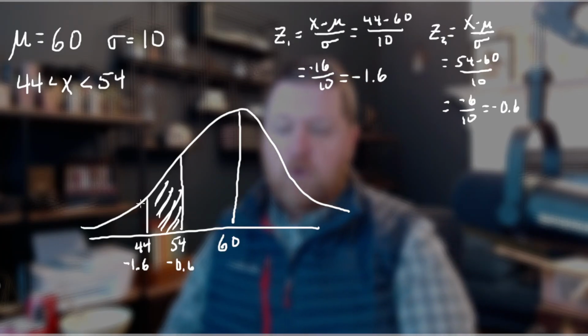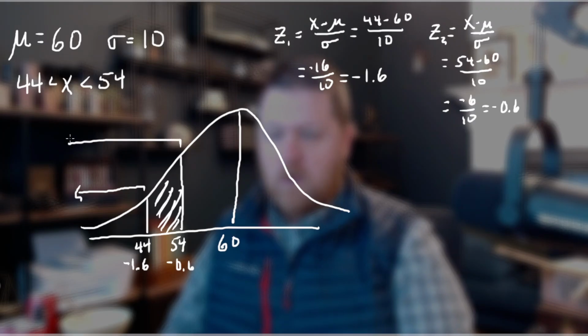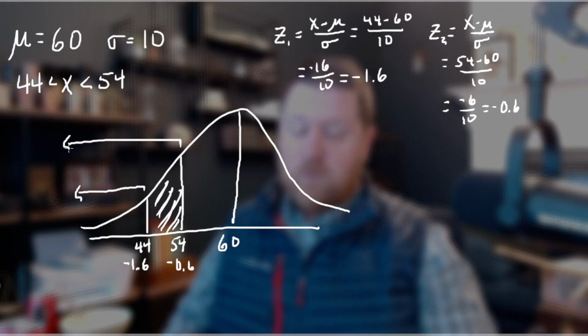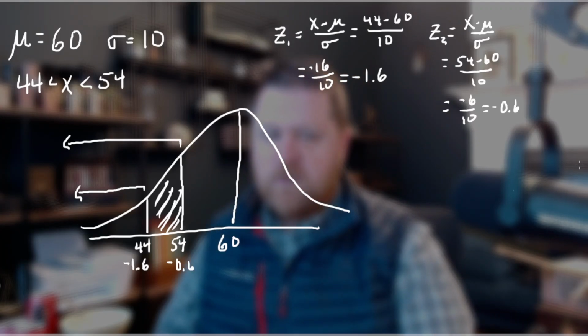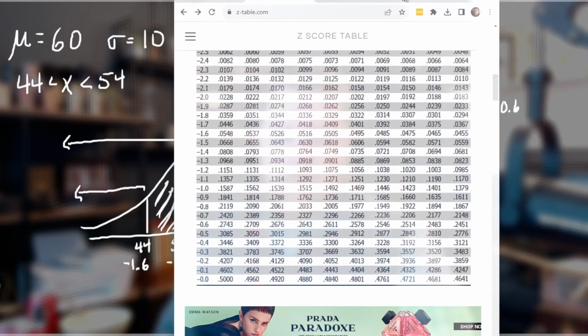So what we're going to do is look up two areas. We're going to get an area to the left, and another area to the left. Because we're looking up two z-scores, we're going to get two areas. So let's flip over to our z-score table.